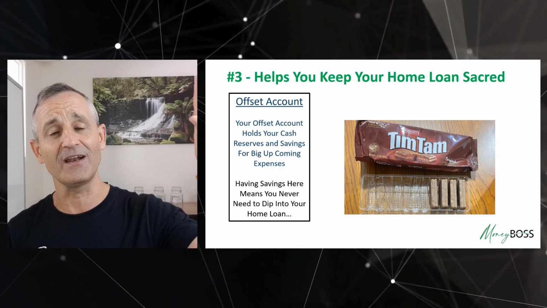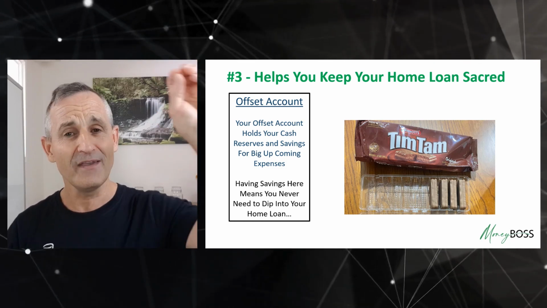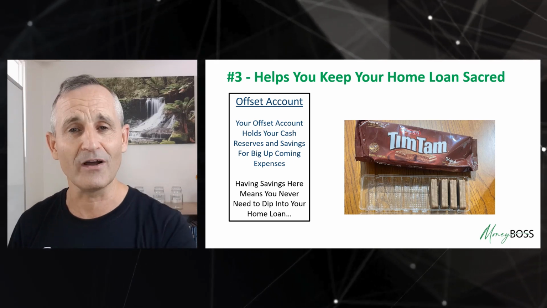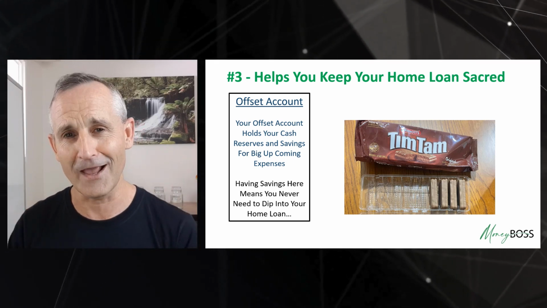So by having the offset account, it provides us with a buffer. It gives a purpose to all the money sitting in the offset account, and then anything extra can go onto our home loan and stay on our home loan.